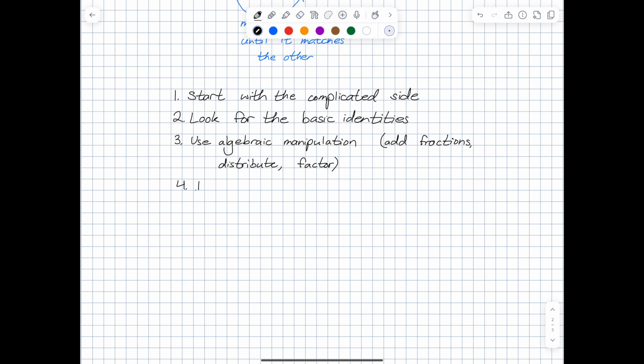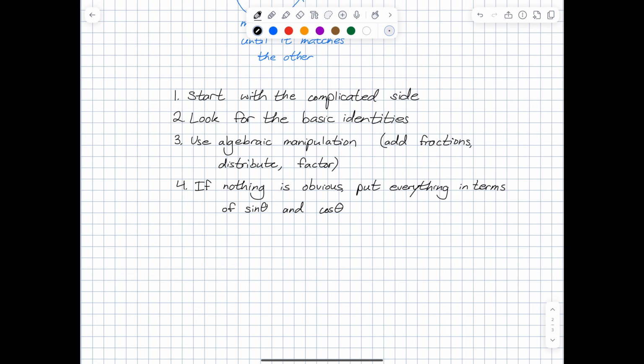Number 4, if nothing else is obvious to you, change everything to sine and cosine. So you put everything in terms of sine and cosine. That means instead of tangent, you'll write sine over cosine. Instead of secant, you'll write 1 over cosine. It makes it a lot easier to cancel things, simplify things, combine like terms when it's all in terms of sine and cosine.